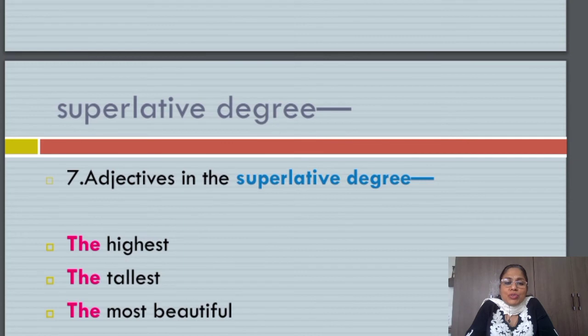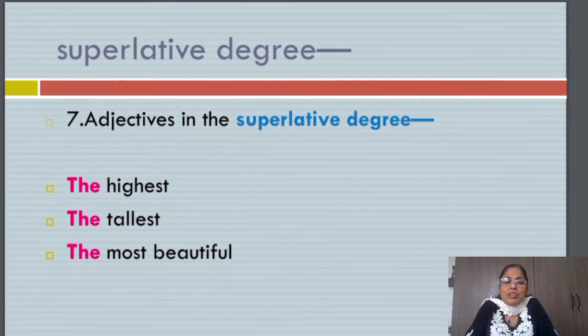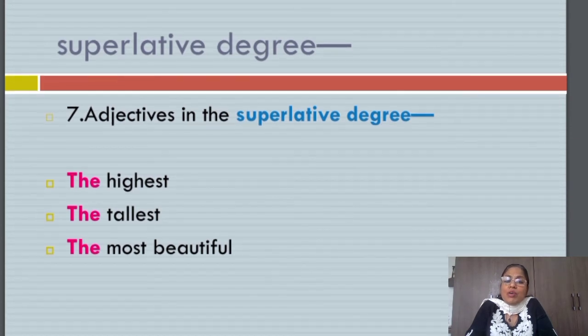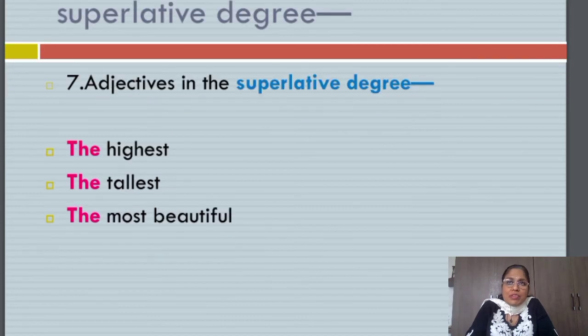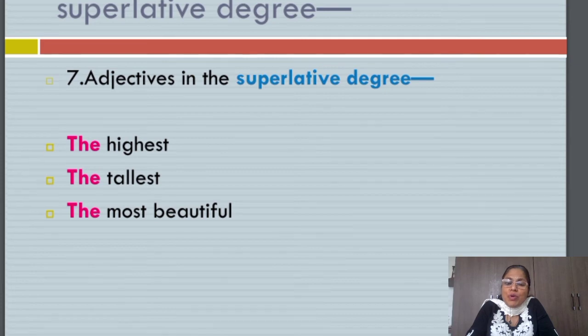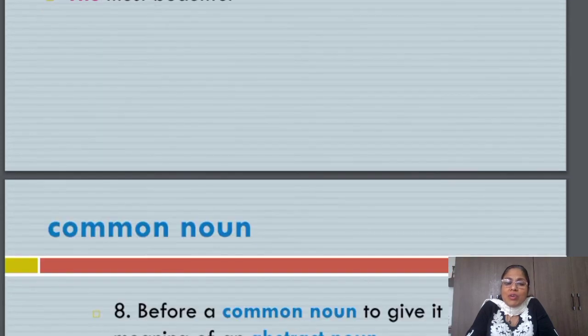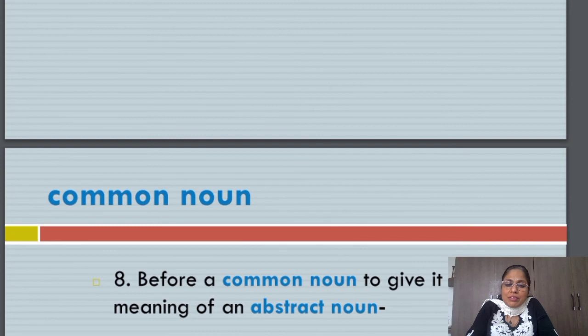I make use of the before the superlative degree of adjectives. Mount Everest is the highest peak of the world. Rohit is the tallest boy in his class. Shireen is the most beautiful girl in the complex. So this is the superlative degree. The is used before all the superlative degree of adjectives.